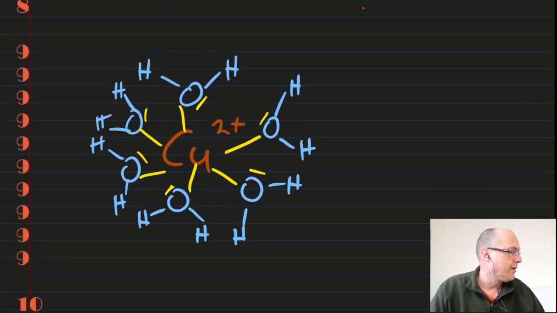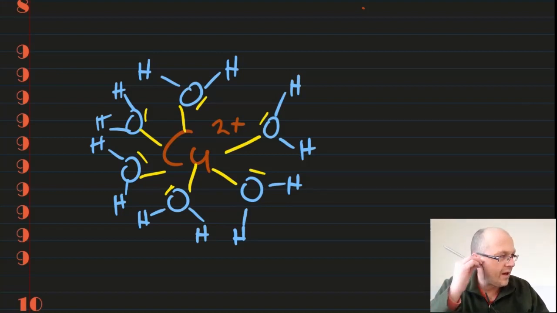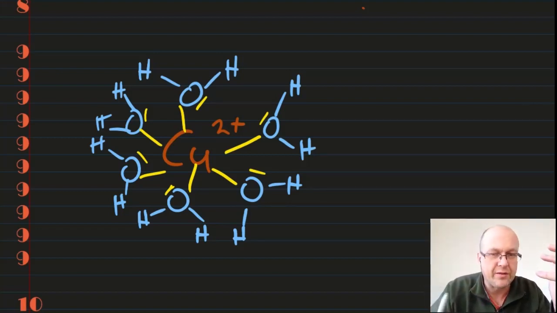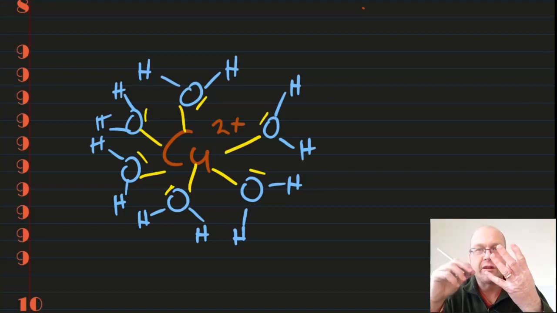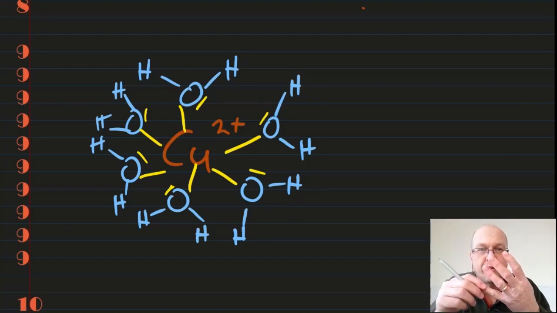9. Which does not affect the colour of a complex formed by a particular transition metal? So there are 4 things you need to know. It's the actual atom that the transition metal is. You know, is it zinc? Is it copper? Well, zinc isn't a transition metal in IB.